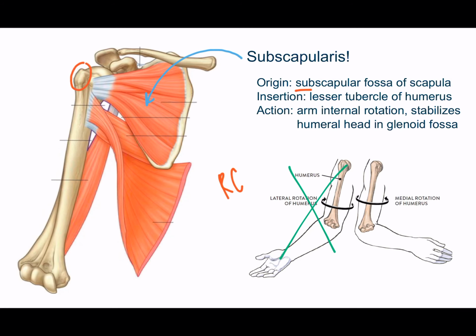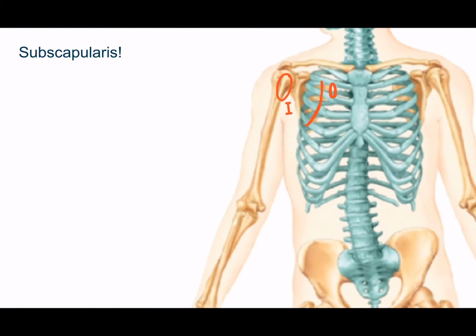So right here you see this would be the greater tubercle for those last few. This is the lesser tubercle. It's going to function in arm internal rotation, so it's going to contrast that. It's going to stabilize the humeral head and the glenoid fossa as well, as part of the rotator cuff. So you see right here, if your arm's turned outward, when it contracts, it's going to pull back towards the origin.